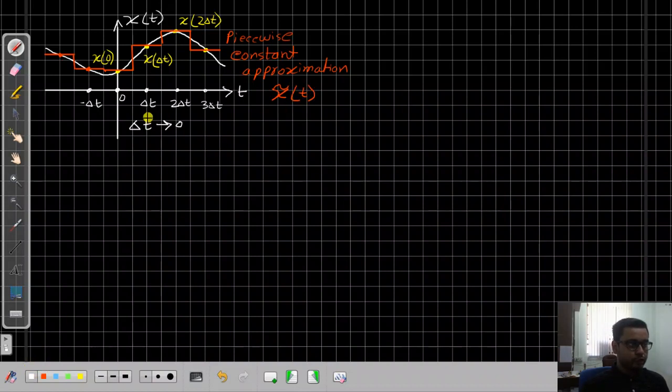Now, if you choose delta t to be very small, that is when delta t is tending to 0, then x tilde(t) and x(t) are the same. There will be no difference between this approximation and the original signal. Next, we can write this approximate signal as a sum of a number of gate signals. Let me show that.